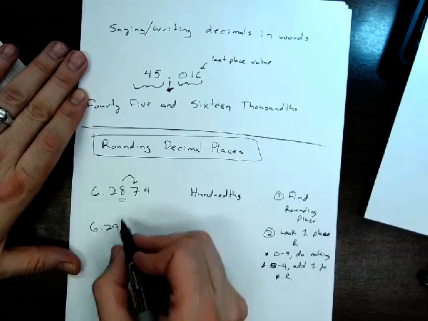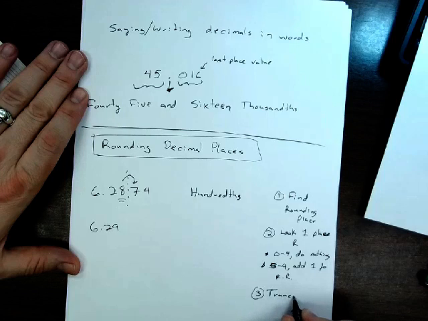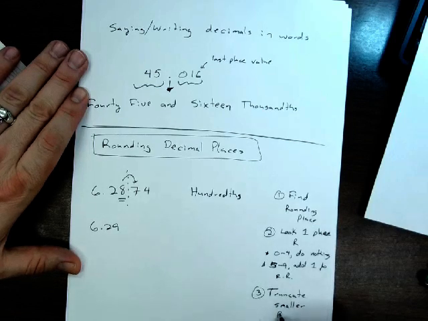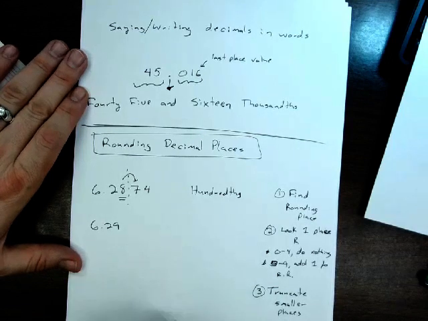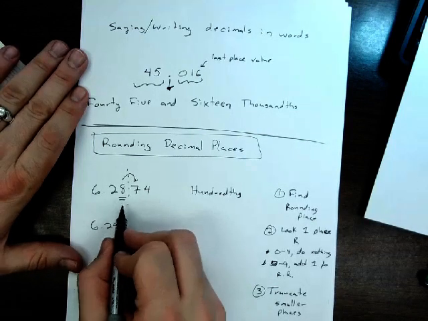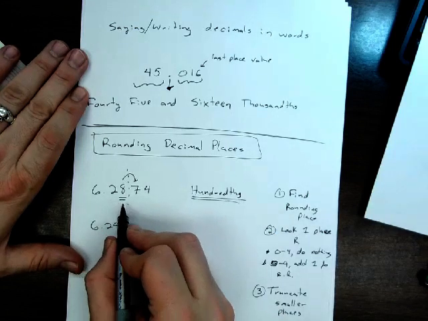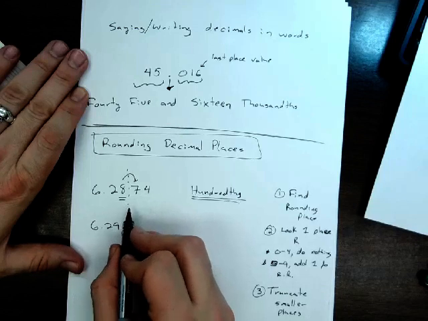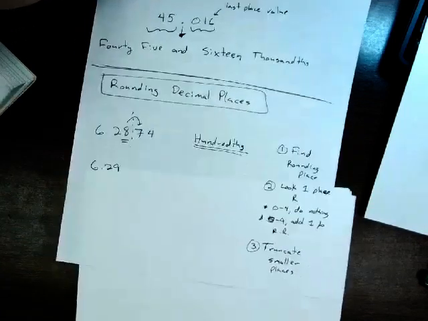And here's where it differs. After that rounding place, we're going to truncate our smaller place values. Now, a couple notes with this. If I'm asking for the hundredths, I always have to have a value there in my hundredths. Even if it is a 0, it needs to be there as a placeholder. So let's take a look at what that might be.